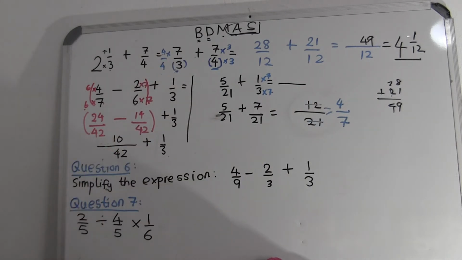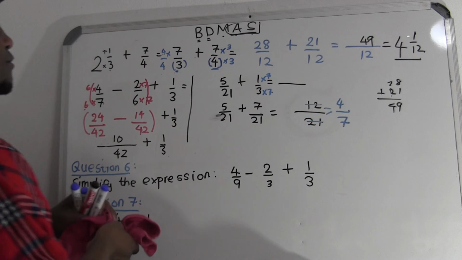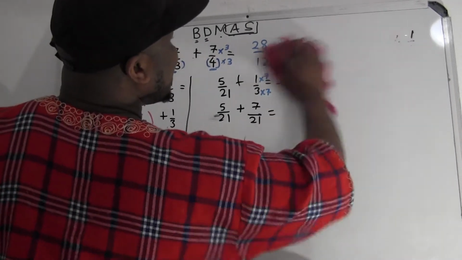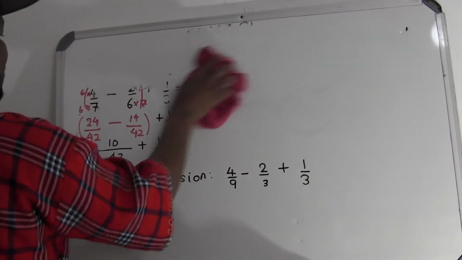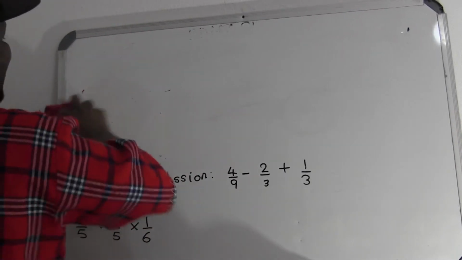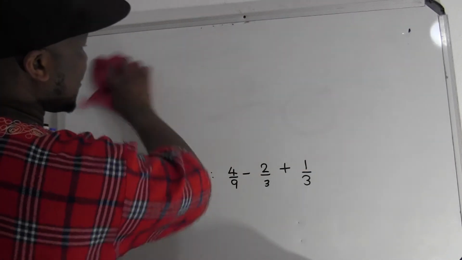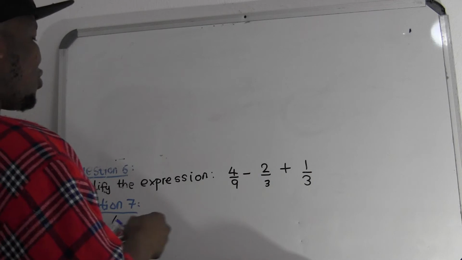Now let's go and do question number 6. Question number 6 is very, very easy. So let's do question number 6 quick. I'll just go a little bit fast because you know how to do question number 6 now. So how are we going to do question number 6?